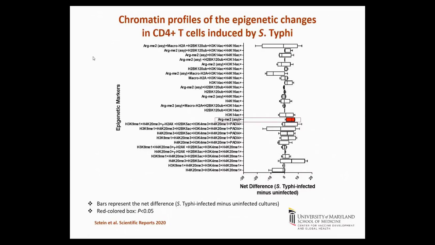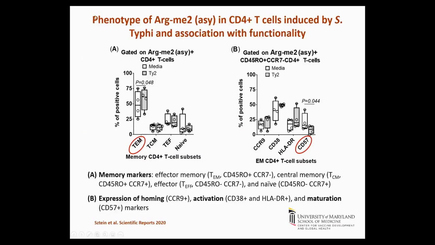But since we have all of the labels in the same queue, we could gate on, for example, CD4 positive T cells in this slide, and we can see that there is a significant increase in arginine methylation in CD4 positive cells following exposure to Salmonella Typhi.